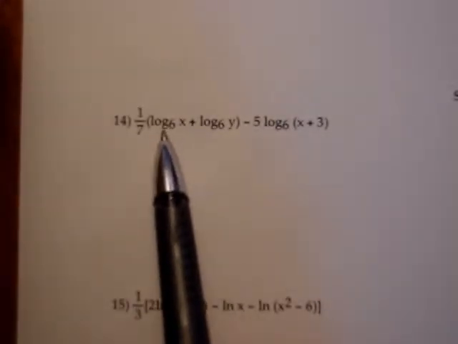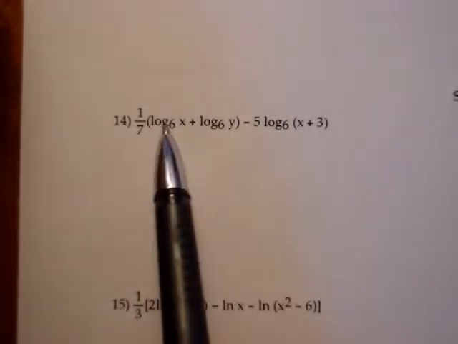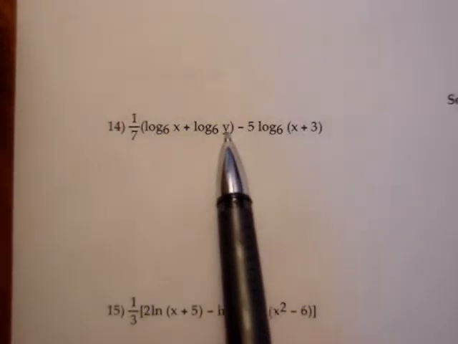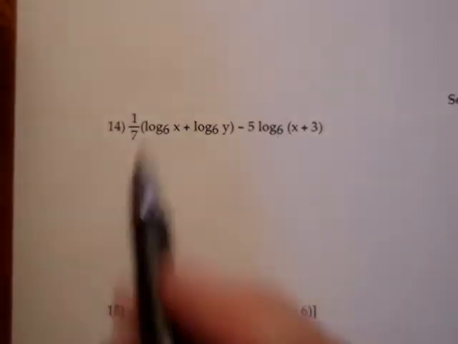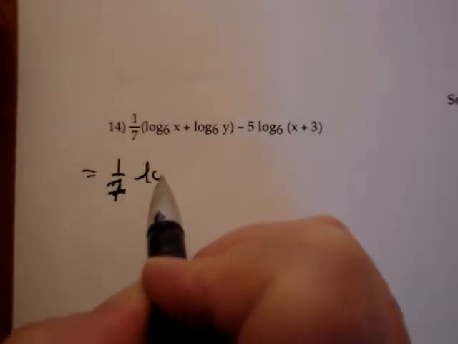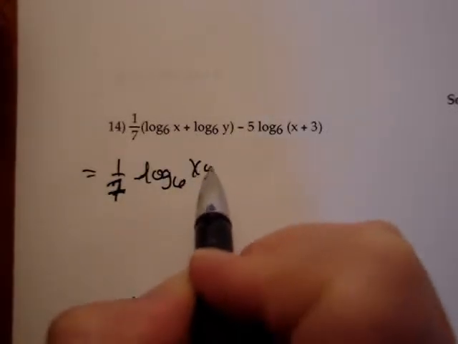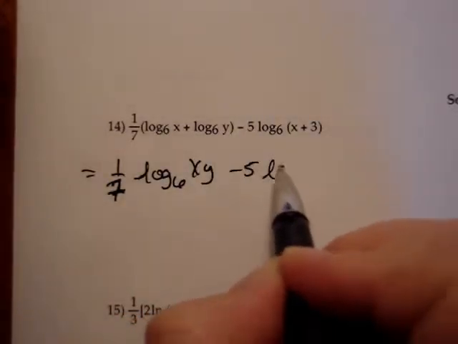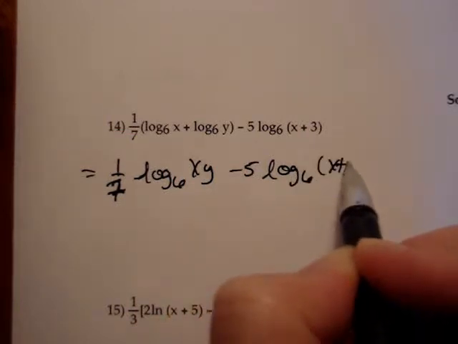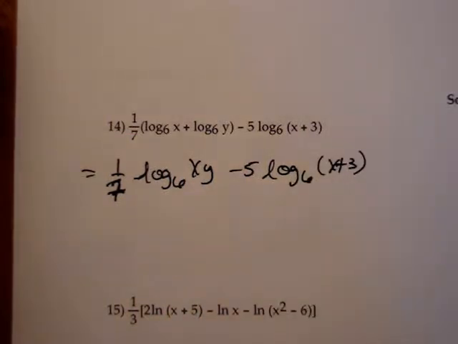The addition, if I'm adding 2 logs of the same base, that means I could condense it into 1 log with the product, with multiplication inside. That's a 7 times the log base 6 of x times y. Then I'll have minus 5 log base 6 of x plus 3. I can't do anything with the x plus 3.